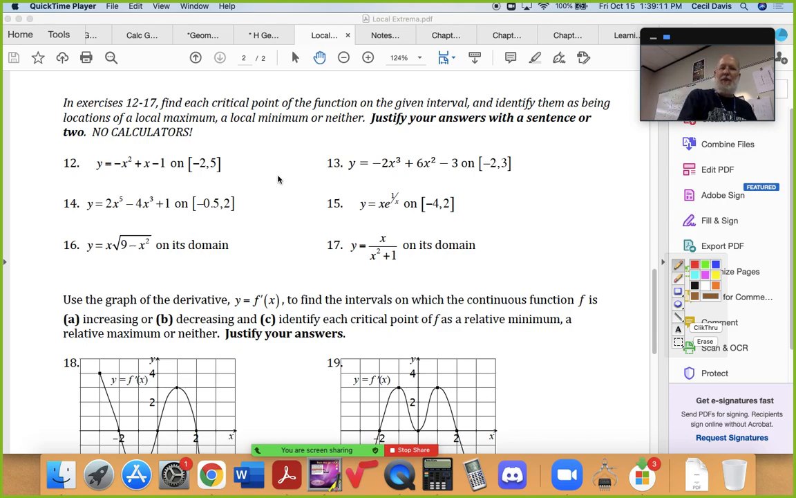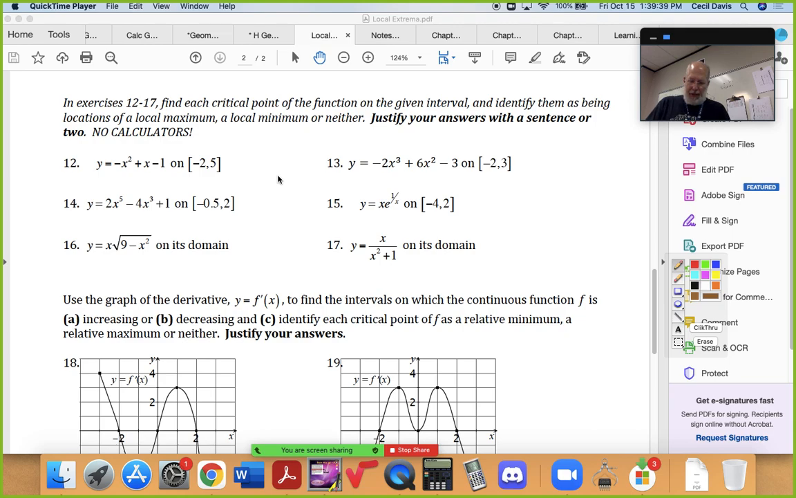All right, so starting with number 12, there's only one critical point. It is at x is 1/2, and it is the location of a local maximum because y prime changes from positive to negative at x is equal to 1/2.